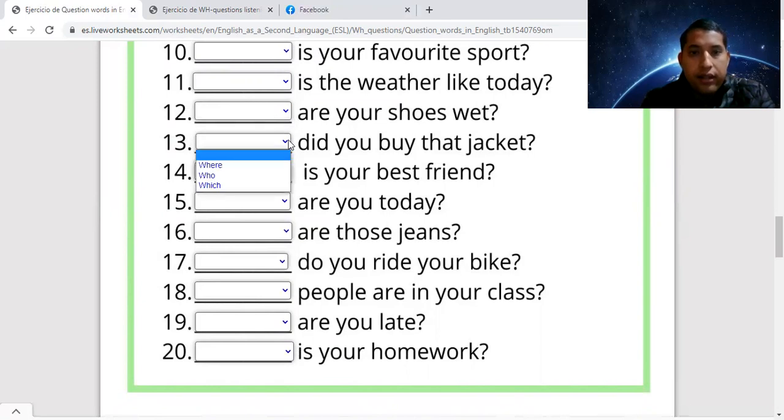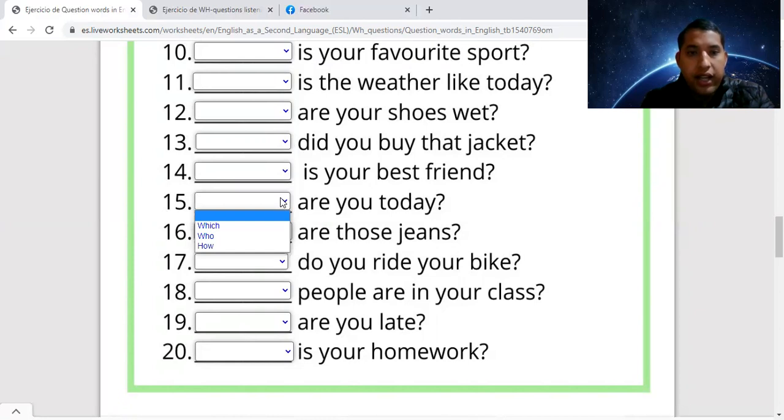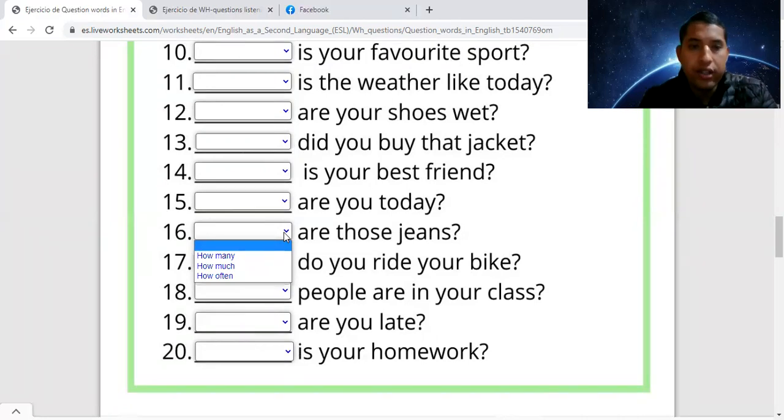13. Where did you buy that jacket? Who or which? You have to complete, okay? You have to complete using one of those words. Number 14. What is your best friend? Who is your best friend? Or why is your best friend? 15. Which are you today? Who are you today? Or how are you today? 16. How many are those jeans? Or how much are those jeans? Or how often are those jeans?